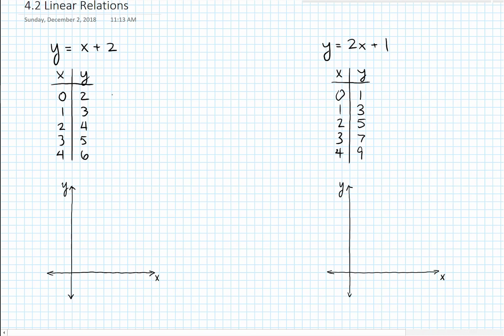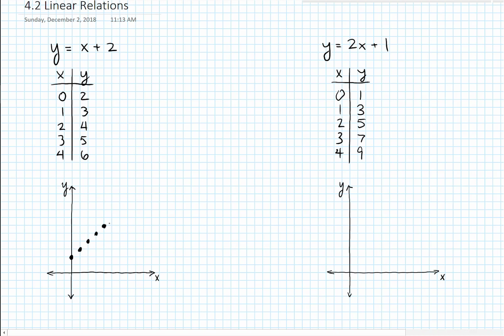So that first point, the first row of that t-table, 0, 2, corresponds to the point 0, 2. So we have 0 on the x-axis and 2 on the y-axis. So that's that point right there. Then we have 1, 3. So that's going to be 1 unit to the right and 3 units above the x-axis. Then we have 2, 4, so we're going 2 units to the right, 4 units up. And then we have 3, 5, and we have 4, 6.